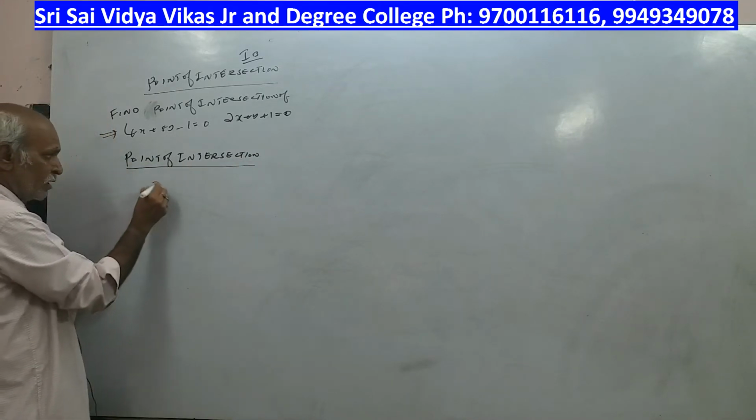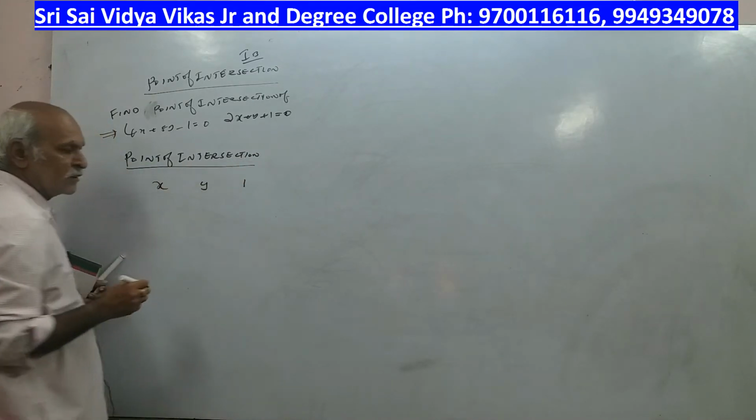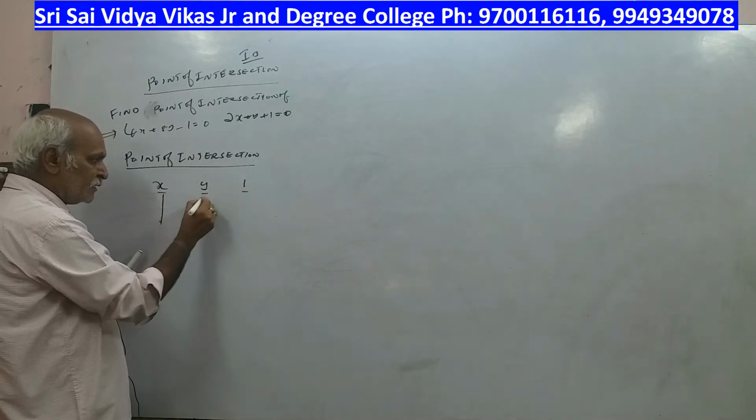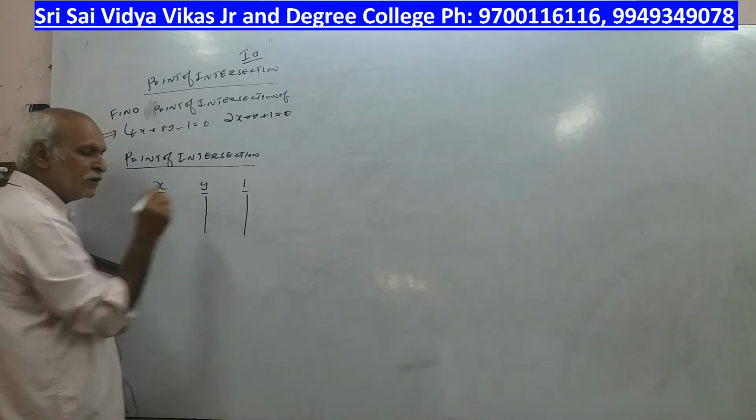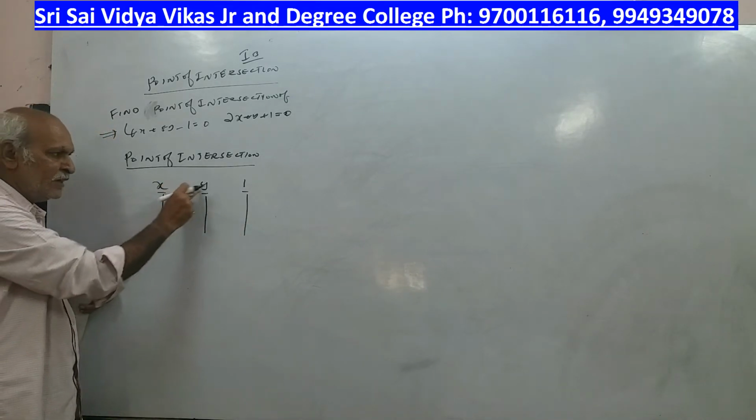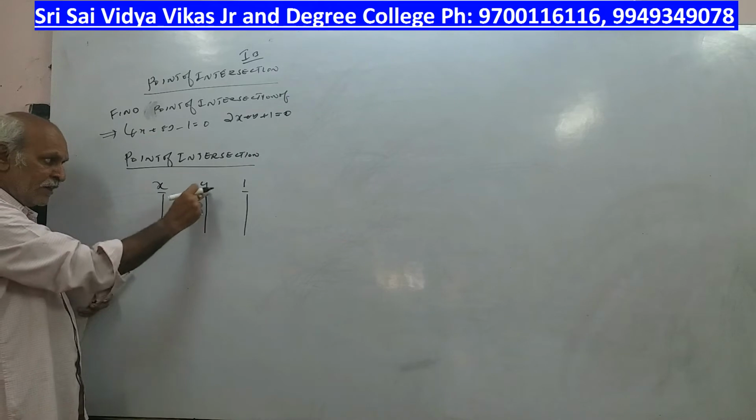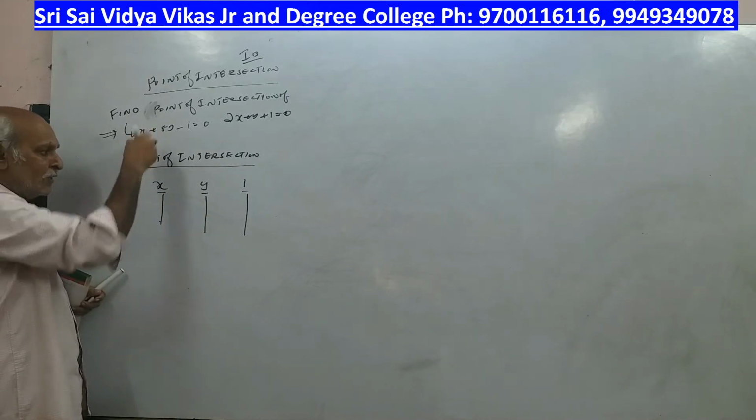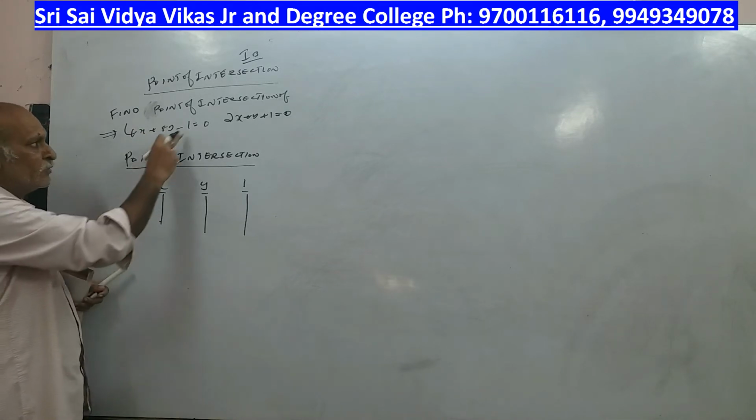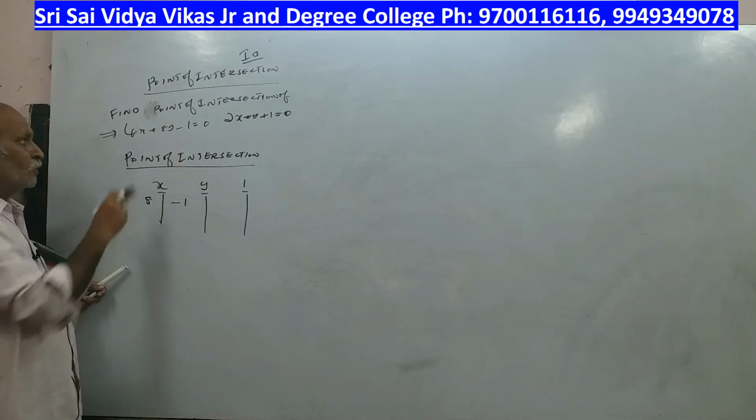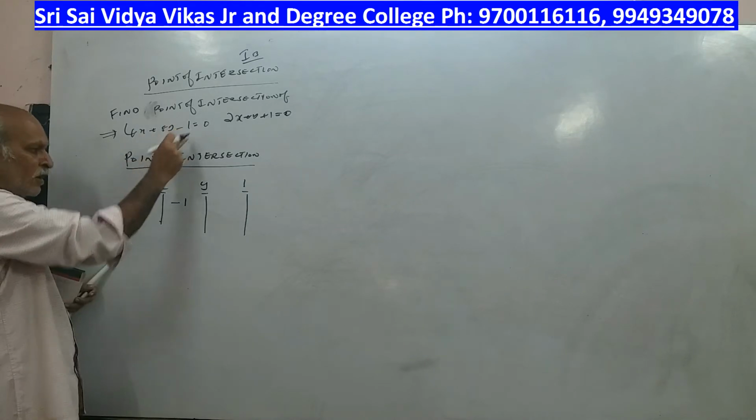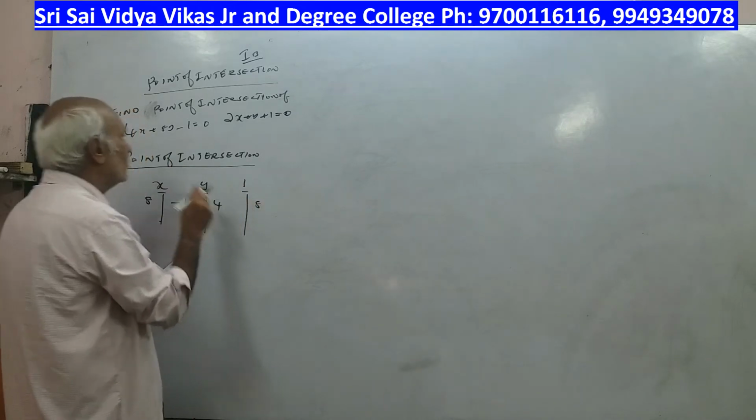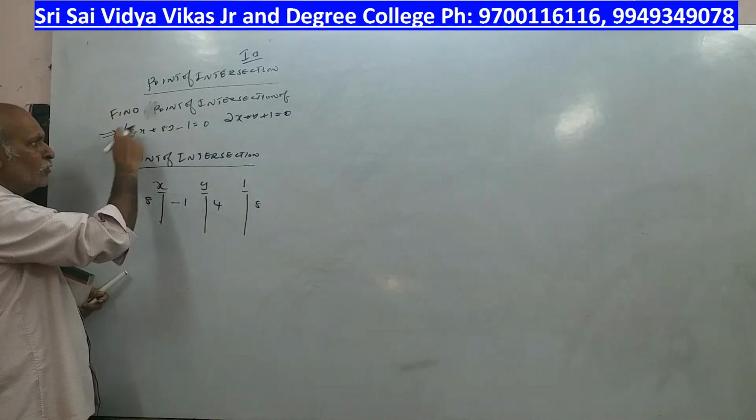Now I'll write x, y, 1. Below x you write one vertical line, below y one line, below 1 one line. Now for the first equation, start from the y coefficient. What is the y coefficient here? 8. Next, what is the constant? Minus 1. So first y coefficient 8, constant minus 1, then x coefficient 4, then again 8.